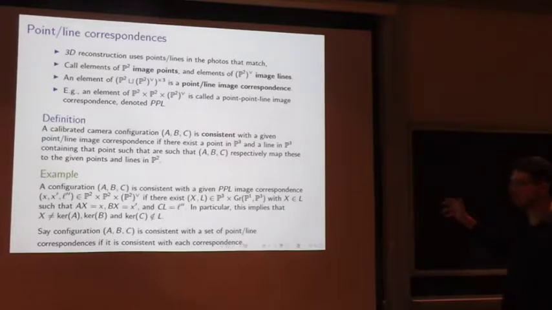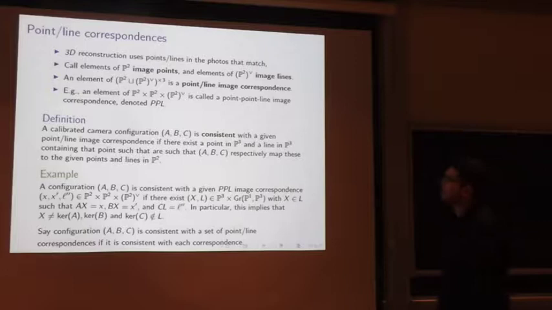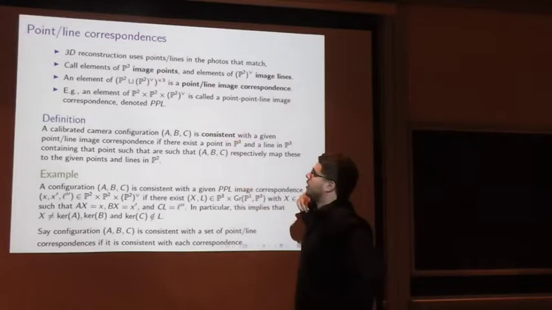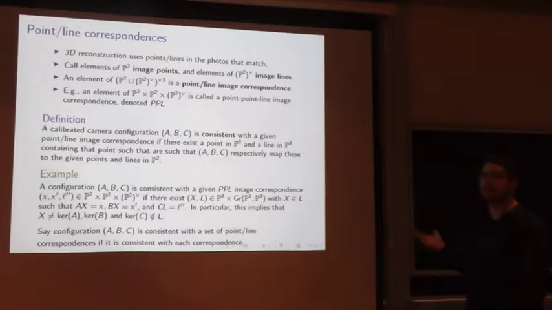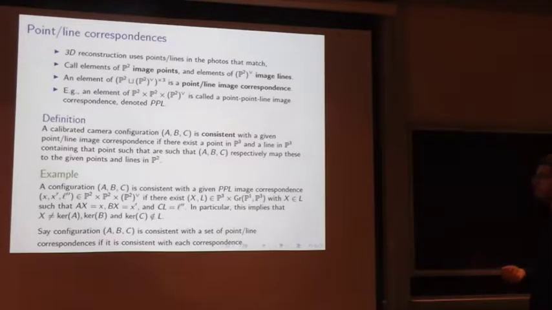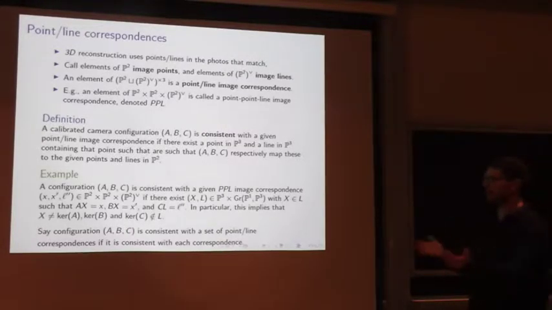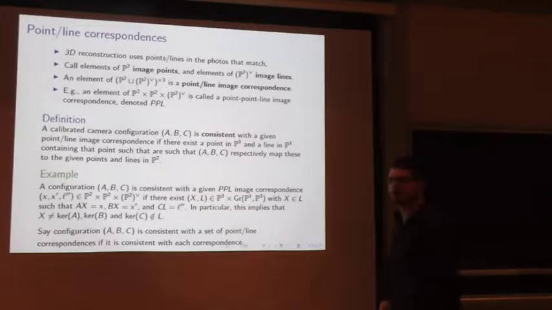And elements of P2 disjoint union P2 check, cubed. Here I'm interested in 3 views now. This will be a point line image correspondence. So it's a choice of point or line in each image. So for example, something in P2 times P2 times P2 dual, this will be a point-point-line correspondence. So what does it mean for the line to correspond with the points?